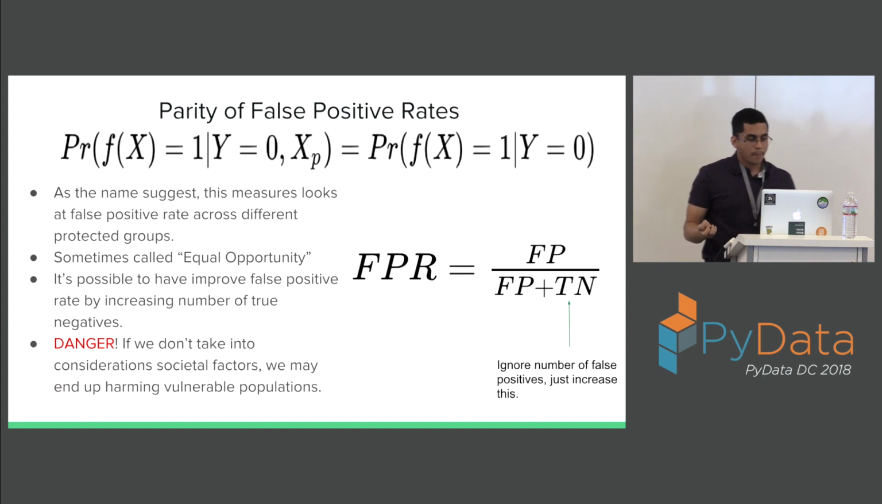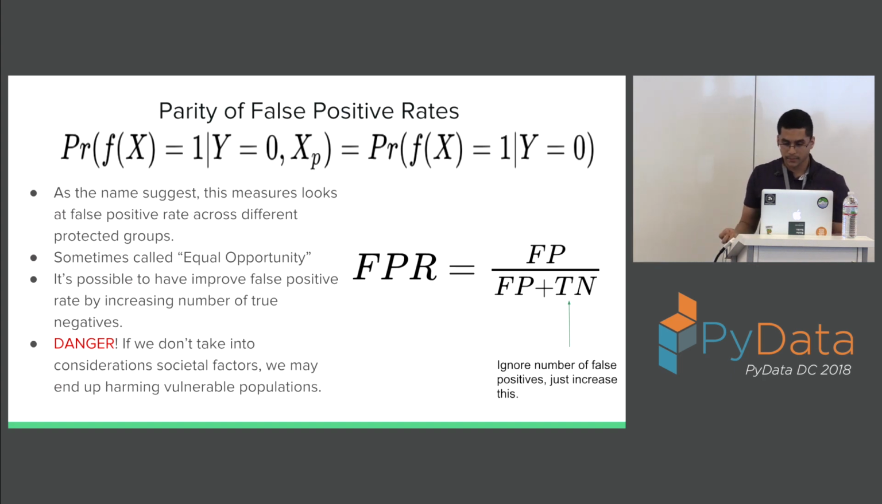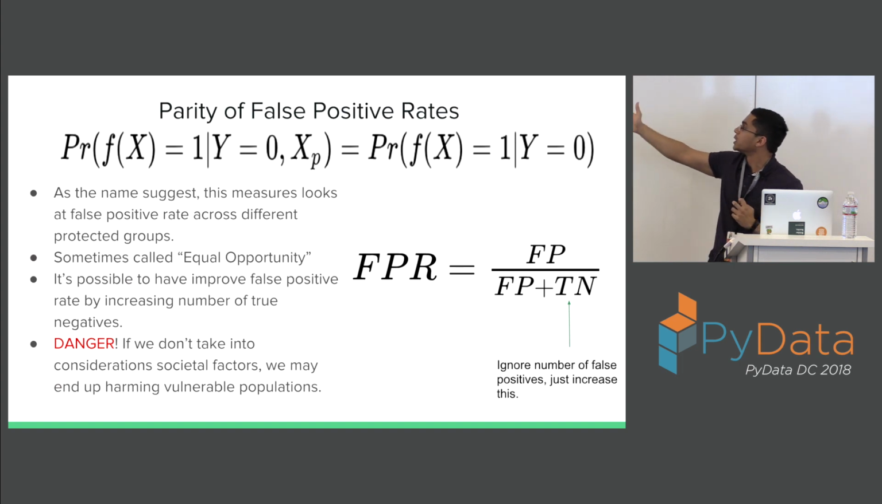And the thing about this false positive rate is that it's possible to improve the false positive rate by increasing the number of true negatives. If you think about what false positive rate is, it's the number of false positives divided by the false positives plus true negatives. So if you want to get that number down, because let's say you have too many false positives for an underrepresented group, all you have to do is increase the true negatives.